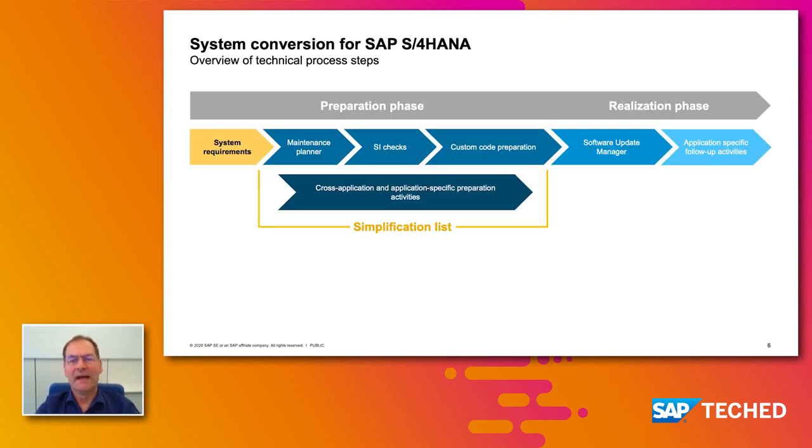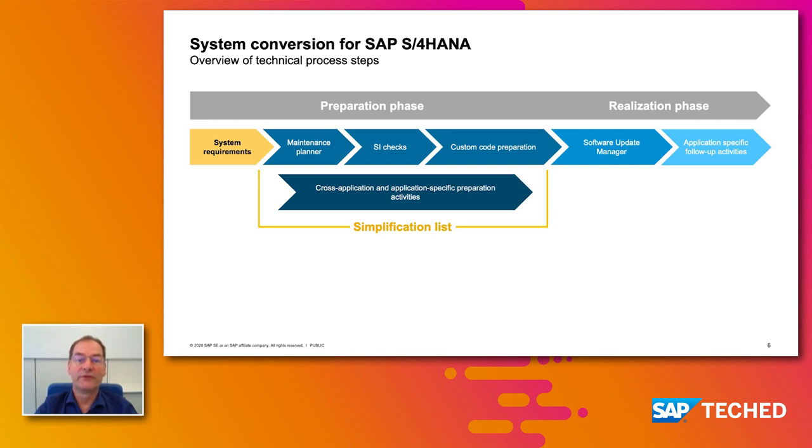So there is an overview of the preparation phase with different checks and tools that support you, and the realization phase. We start with the system requirements that we have already discussed. I told you an ERP 6.0 system with any enhancement package is fine. But actually, concerning the customizing of the system, there are more requirements that we will have a look at. You see that we have the maintenance planner, the usual tool for planning a transaction, an update or upgrade, even in the classical business suite world. It is the tool for planning a conversion as well, as we will see.